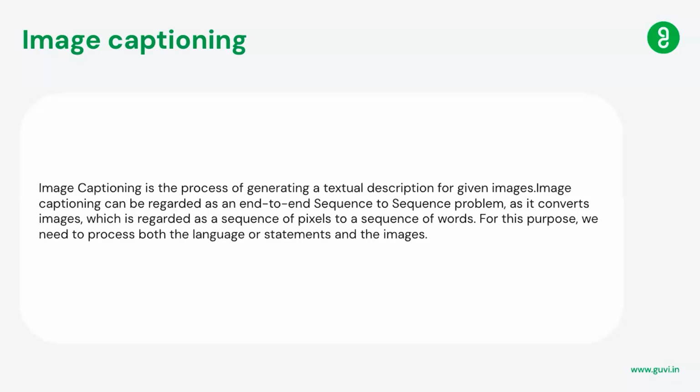So in cases of image captioning, you're not only working with image-based models such as CNNs, you'll also have to work with text-based models such as RNNs and transformers, right? So you'll have to look at end-to-end sequence-to-sequence problems because text works in a sequential way. And you'll have to convert this sequence of pixels to a sequence of words. You'll have to generate text out of these images.